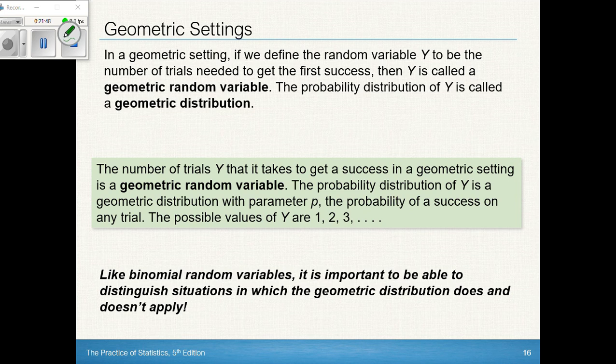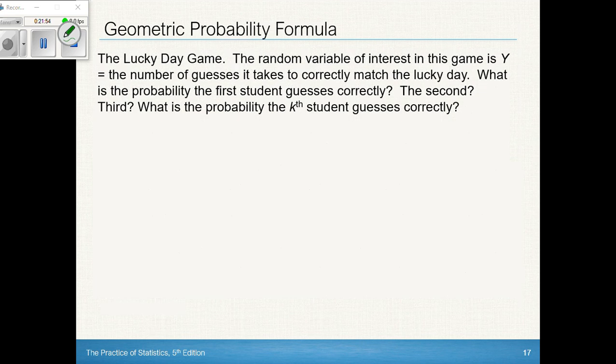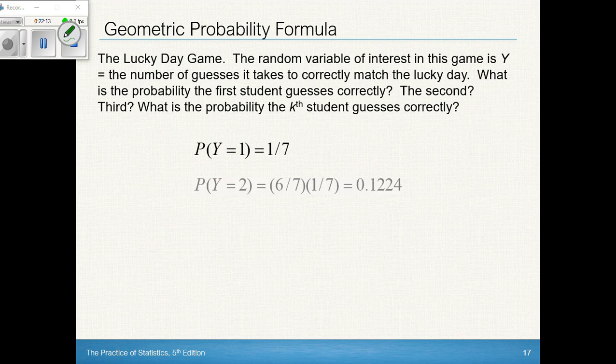Like binomial random variables, it's important to distinguish when the geometric rules will apply and when they don't. So here's a game called the Lucky Day game. The variable of interest is the number of guesses it takes to correctly match the lucky day. What is the probability the first student guesses correctly, second student, whatever. So if it's a day of the week, there's a 1/7 chance that the first student guesses correctly.